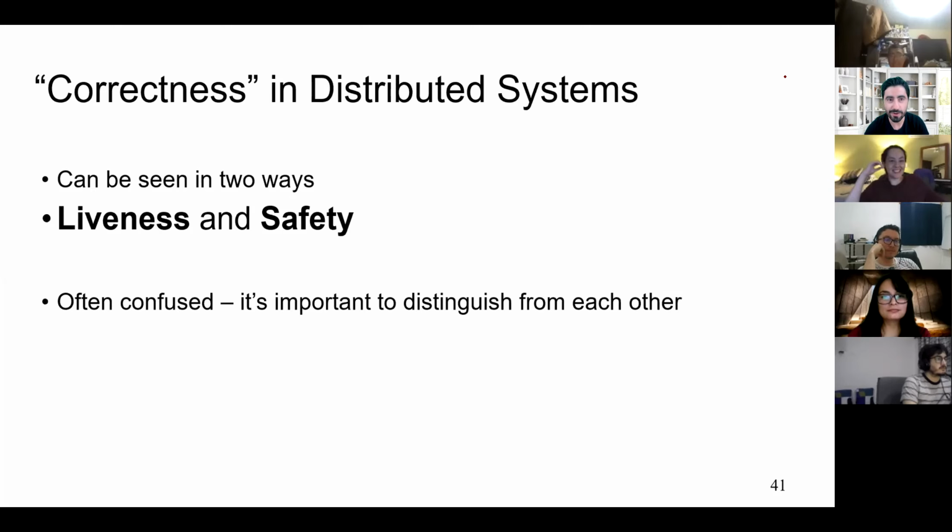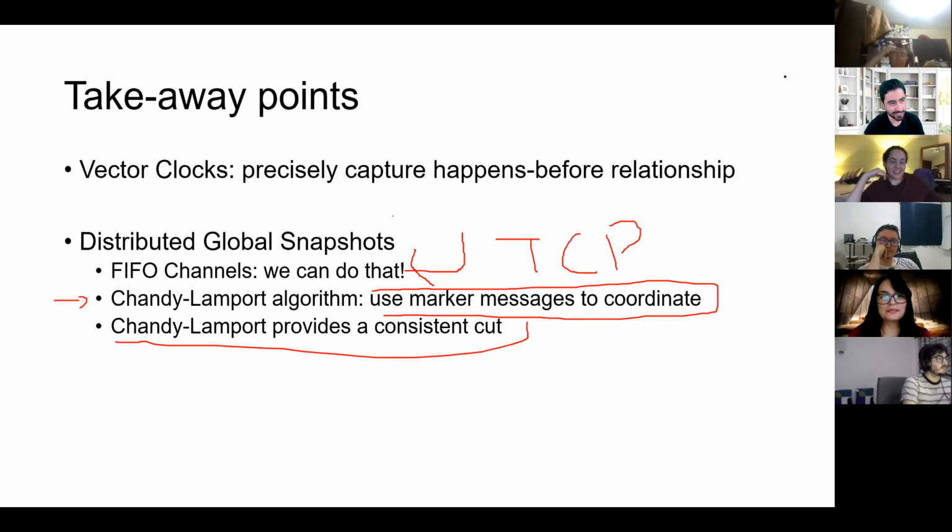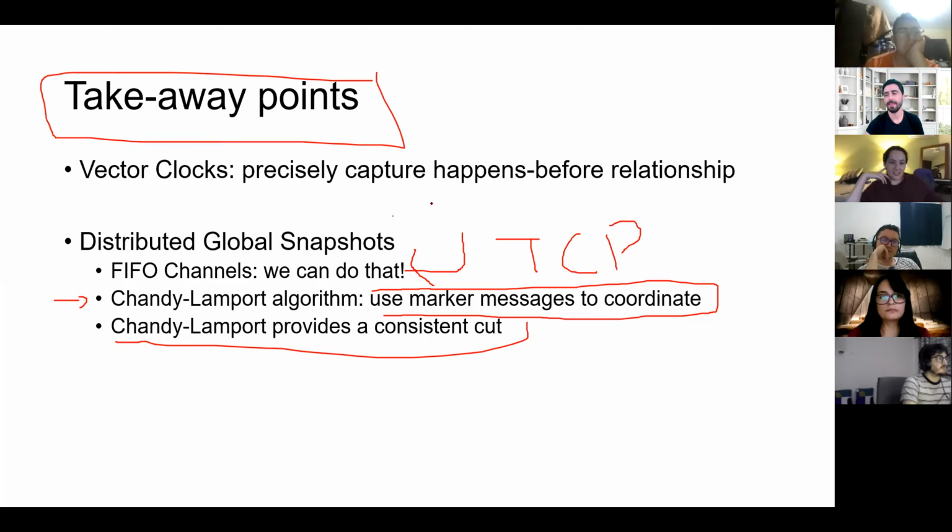I wanted to talk about something else, but there's no time. I'll talk about that later. That was extra. The takeaway point is the last slide. That was some extra, but I'll cover it next week.